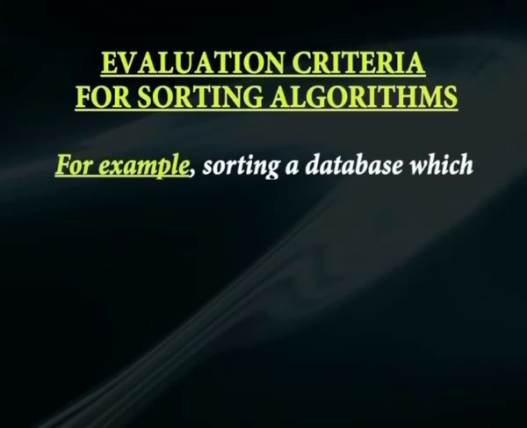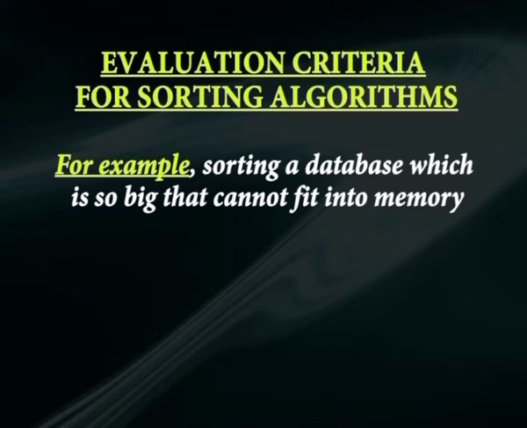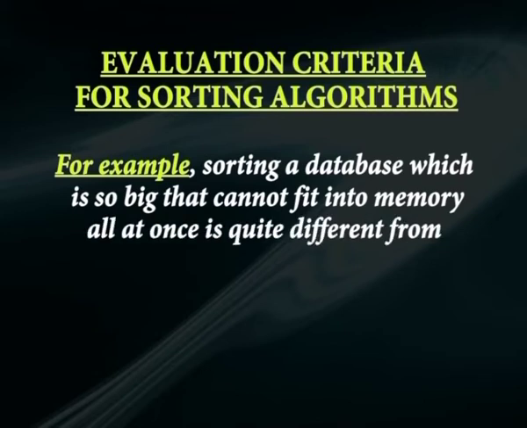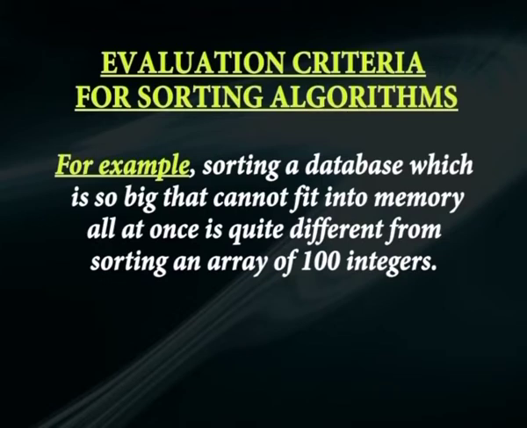For example, sorting a database which is so big that it cannot fit into memory all at once is quite different from sorting an array of 100 integers. Not only will the implementation of the algorithm be quite different naturally, but it may even be possible that the same algorithm which is fast in one case is slow in the other. The real performance of the algorithm depends on the system we are coding for, the amount of data, the characteristics of the data, and so on. We also need to consider ease and compactness of coding.